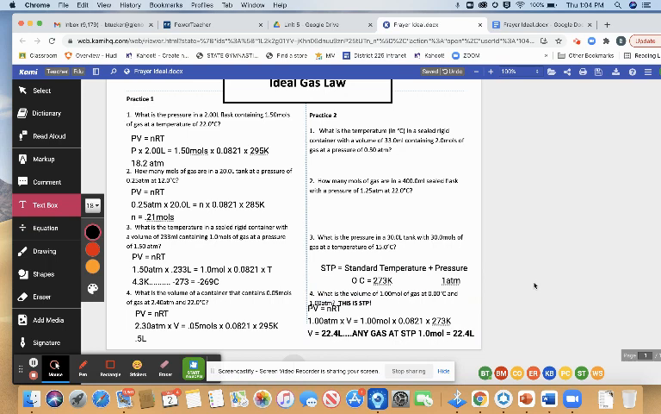Okay, I'd like you to now use the ideal gas law and practice some problems and review and try and figure out when to use the ideal versus the combined gas law. Okay, you got this. Good luck.